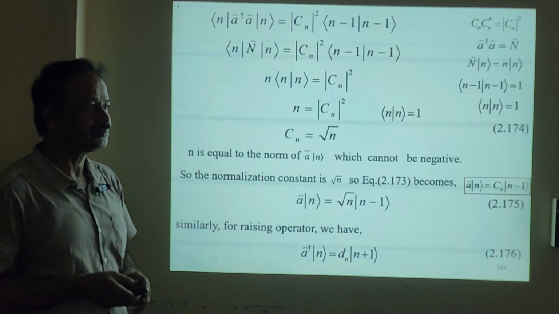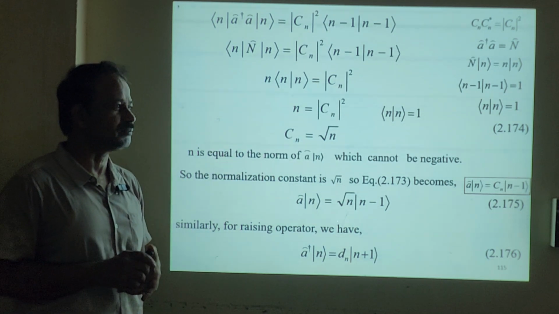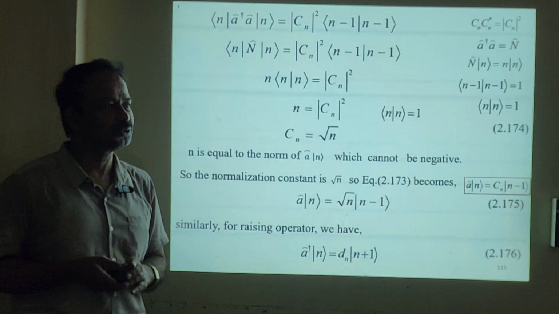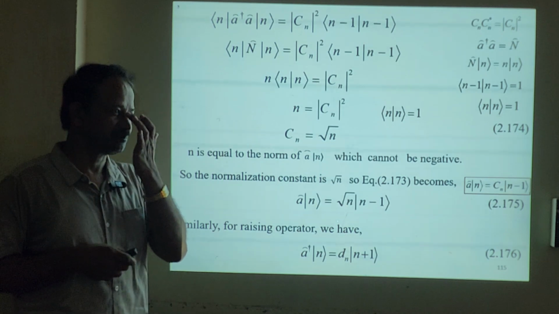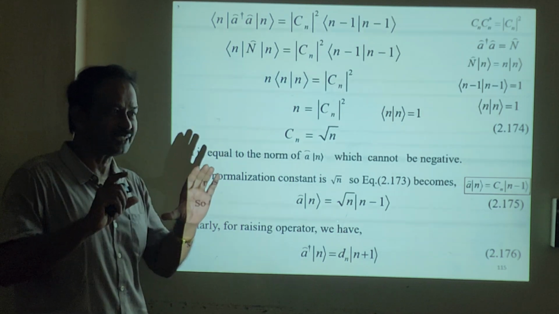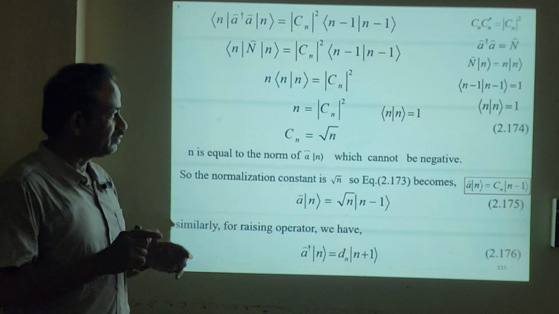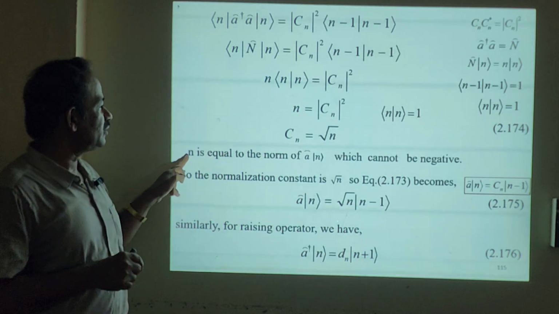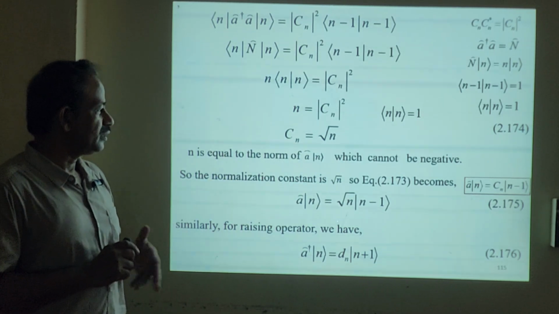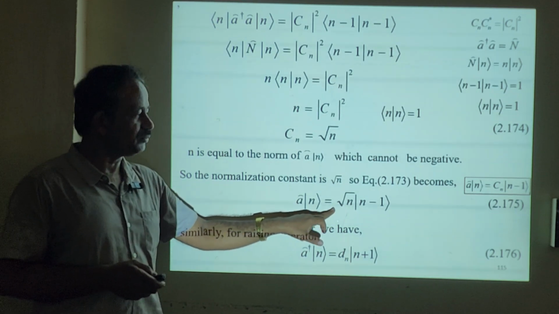Is it okay, everyone? Now n is a value. Root n, we have said n is a value. Will it start from 0? Will it start from 1 or from 2? Which value will it start from? Will it start from 0? Is it possible? It will start only from 1. Very important concept. So it starts from 1, 2, 3, not from 0. We'll keep it in mind. Okay, so n is the norm of an, which cannot be a negative number.